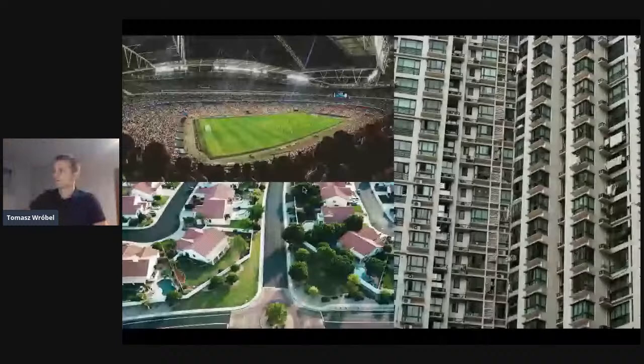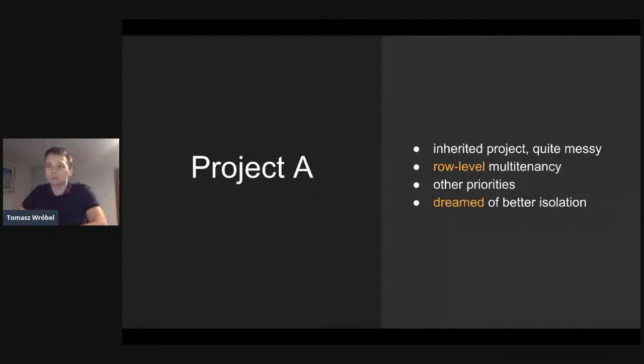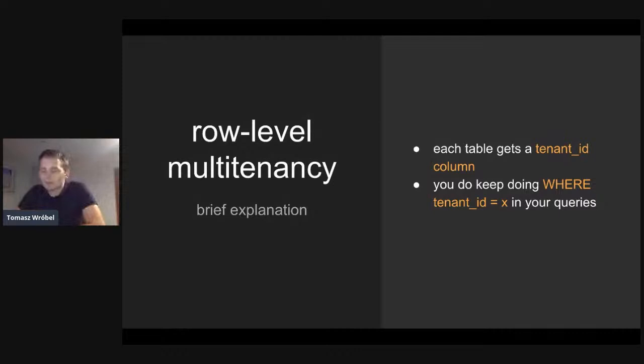Okay, the story of project A, which I recently worked on. It was an inherited project. It was quite messy. And it was an actual multi-tenant application where tenants didn't have to do at all with each other. And it was implemented via row-level multi-tenancy, which is, I would say, the conventional way to do it.